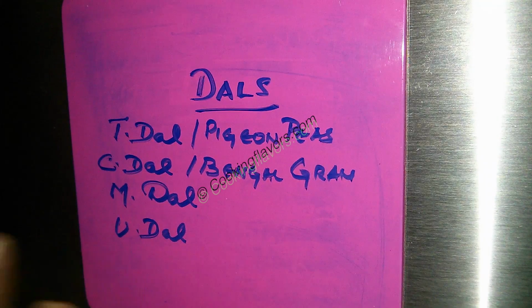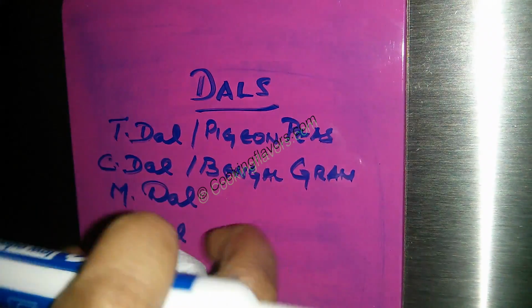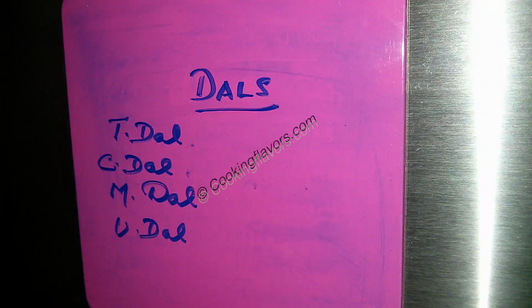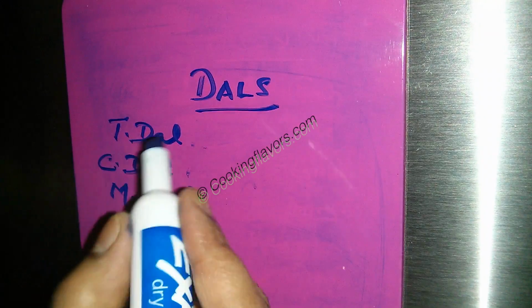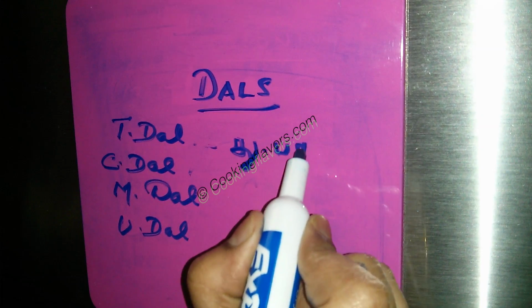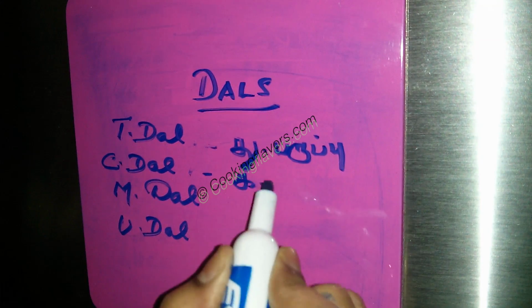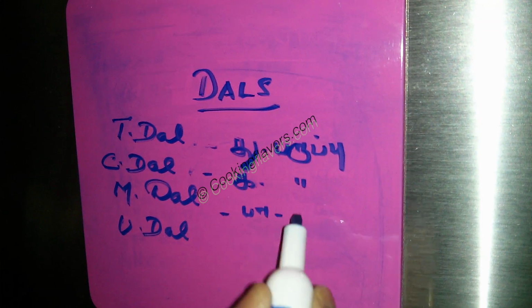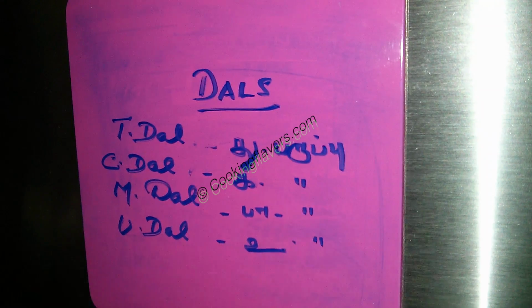Ultham paruppu. Ultham paruppu, you have the one with the skin and one without the skin, the dehusked one, and the split urad dal. The split urad dal is commonly used for seasoning purposes, but if you want to grind for idli, you have to buy the dehusked urad dal, that is the whole urad dal.